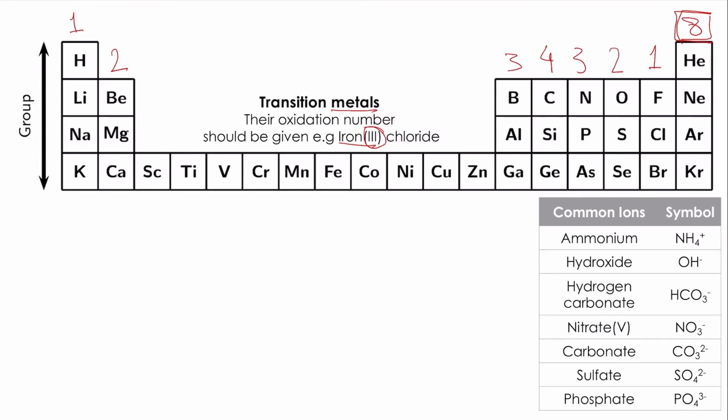We have said before that we have common ions like ammonium, hydroxide, hydrogen carbonate, nitrate, carbonate, sulfate, and phosphate. And the most important thing that you have to know about the common ions is their oxidation or valency that is given here.